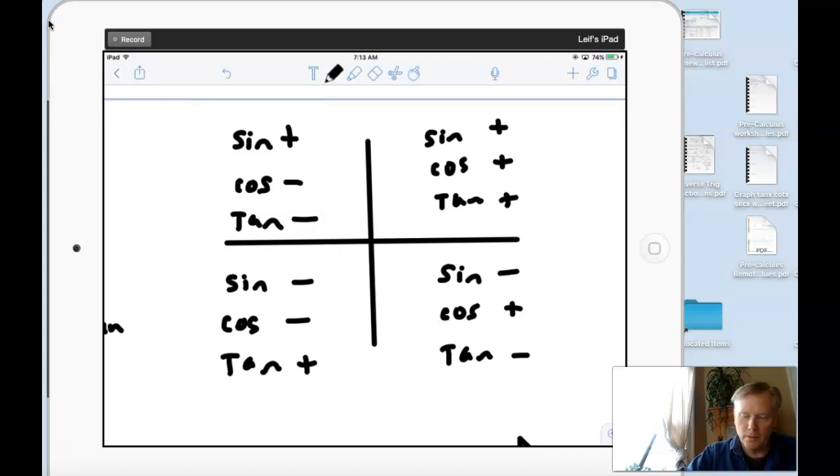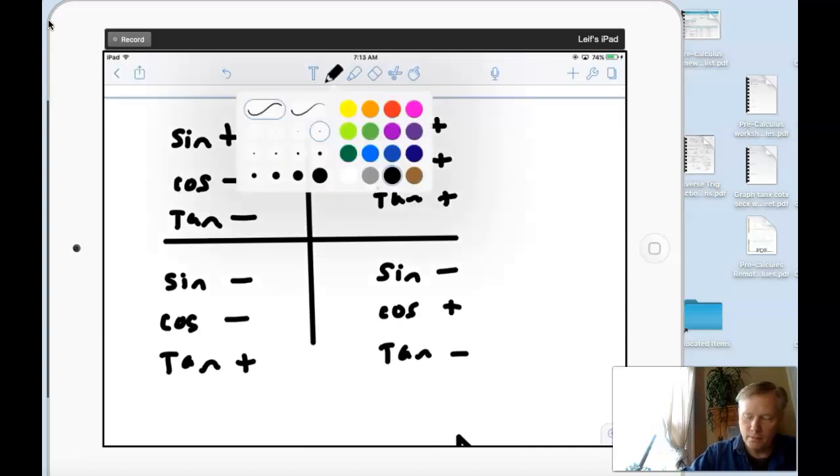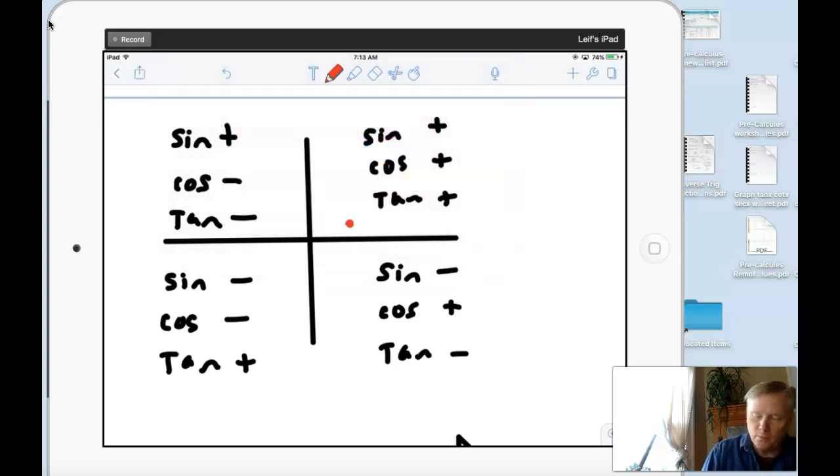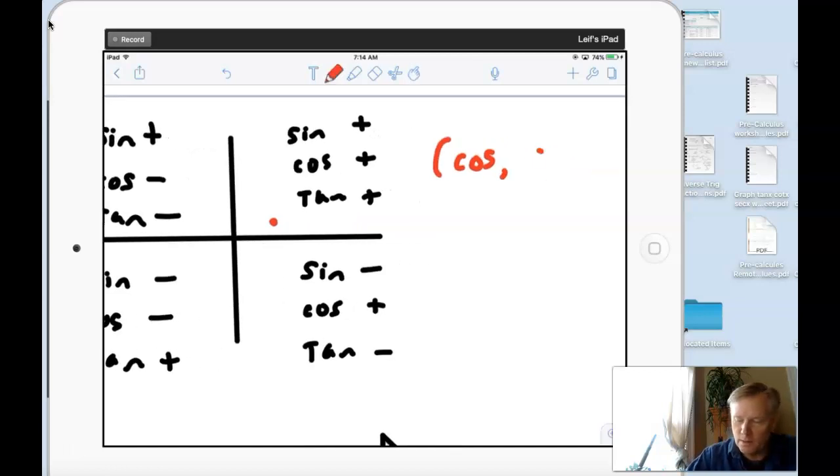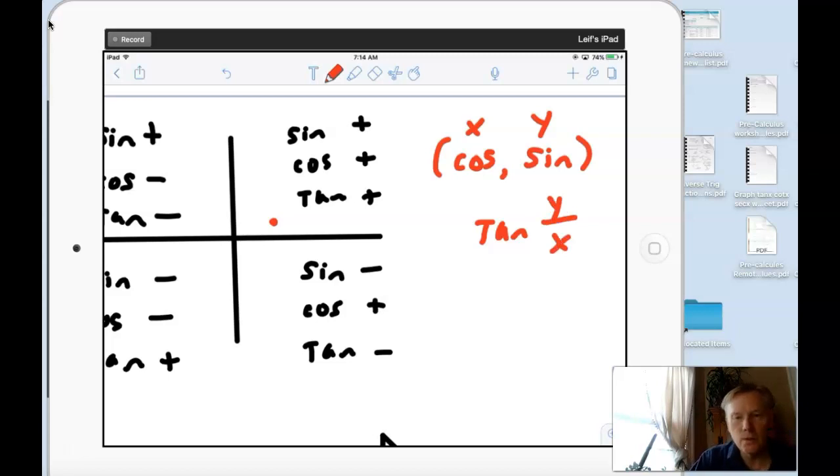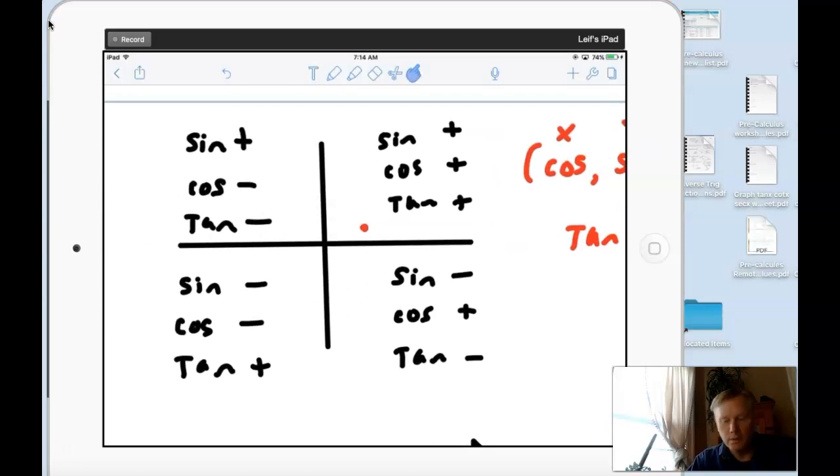Remember, if I look at any point in that graph, this could be a point, right? That could be maybe (2, 1) in the first quadrant, and the cosine is the x coordinate, and the sine is the y coordinate. It goes alphabetical, and of course the tangent is what I get when I divide sine by cosine, or y divided by x. So positive divided by positive is positive. You can figure it out that way, or you can just memorize them, which is encouraged as well.